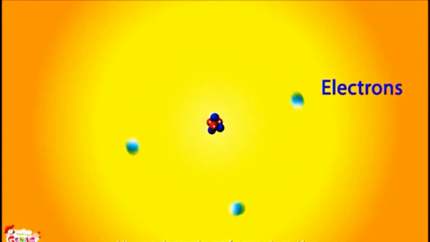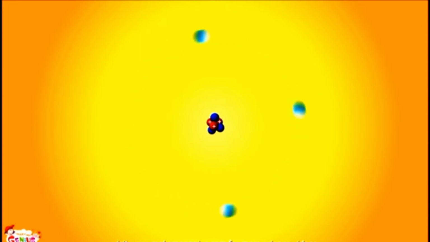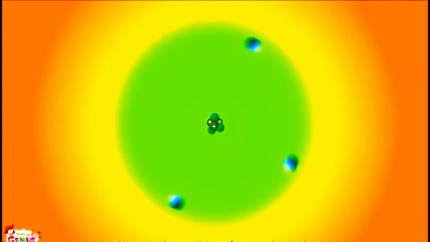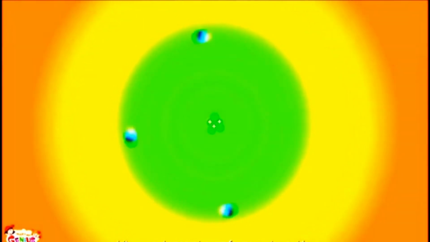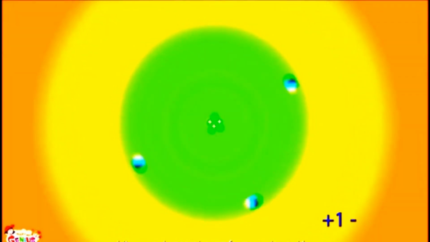Now, electrons are outside the nucleus. They are orbiting around the nucleus. The electrons carry a negative charge. The total negative charge of electrons is equal to the positive charge of the nucleus. So in total, an atom is neutral. The positive charge of the protons is neutralized by the negative charge of the electrons. So it is like +1 is neutralized by -1 and the overall charge of an atom becomes 0.